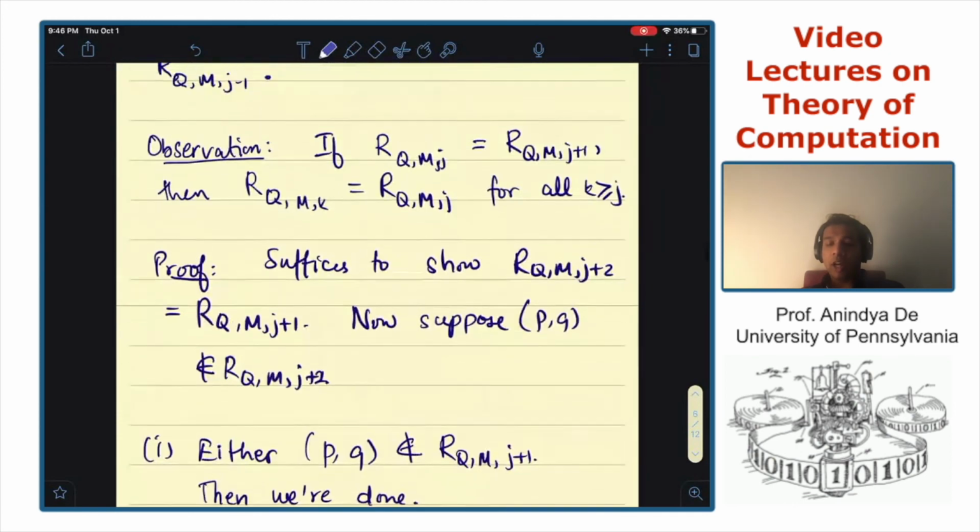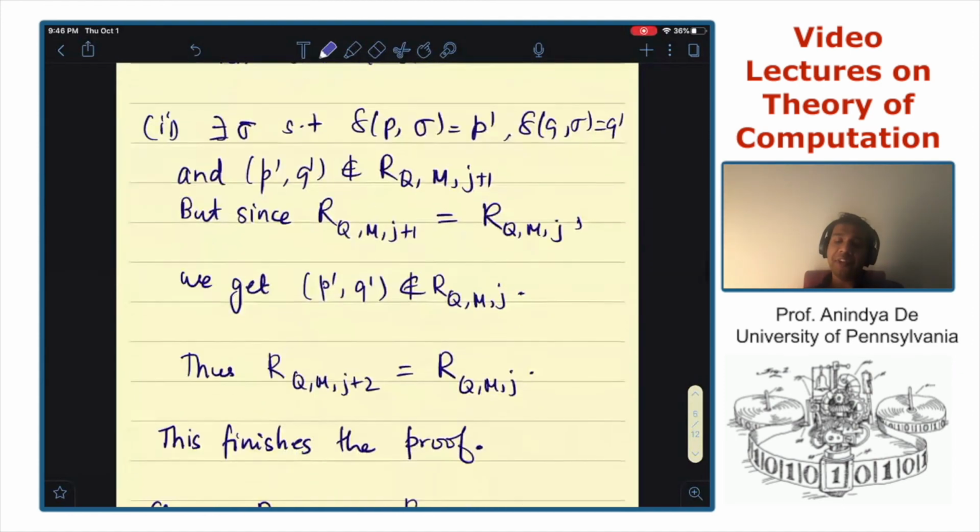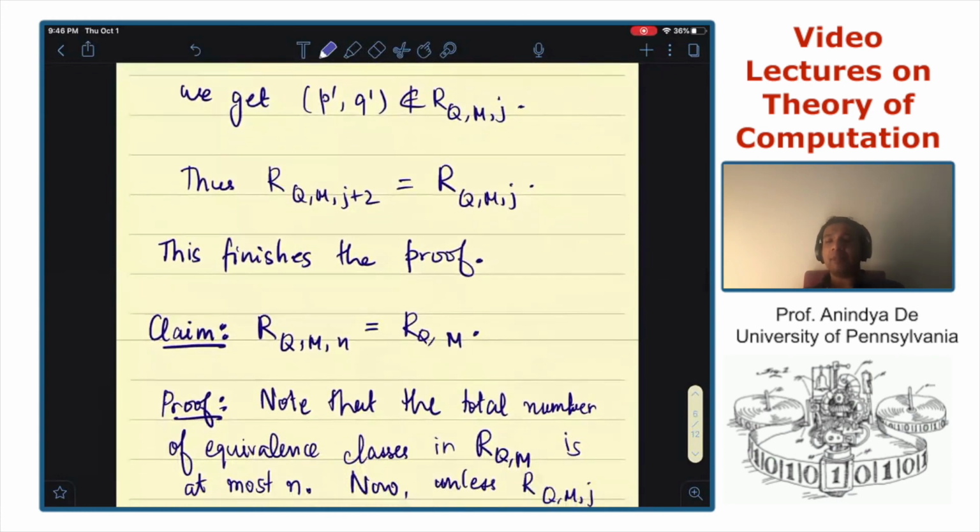Okay, so the upshot of the story here is that whenever two successive equivalence relations in this hierarchy become equal, then they continue to stay equal for the rest of the hierarchy. And now this tells us something very important. This tells us that R_{Q,M,N} equals R_{Q,M}.